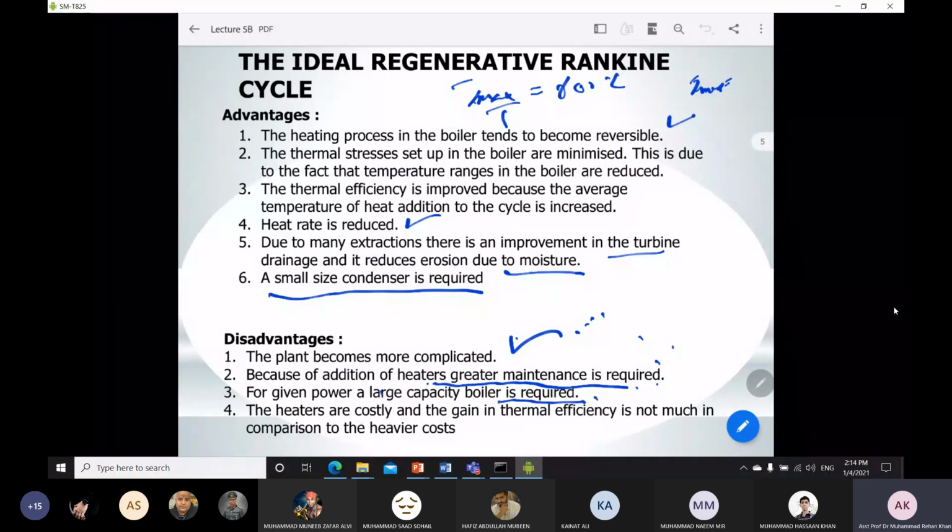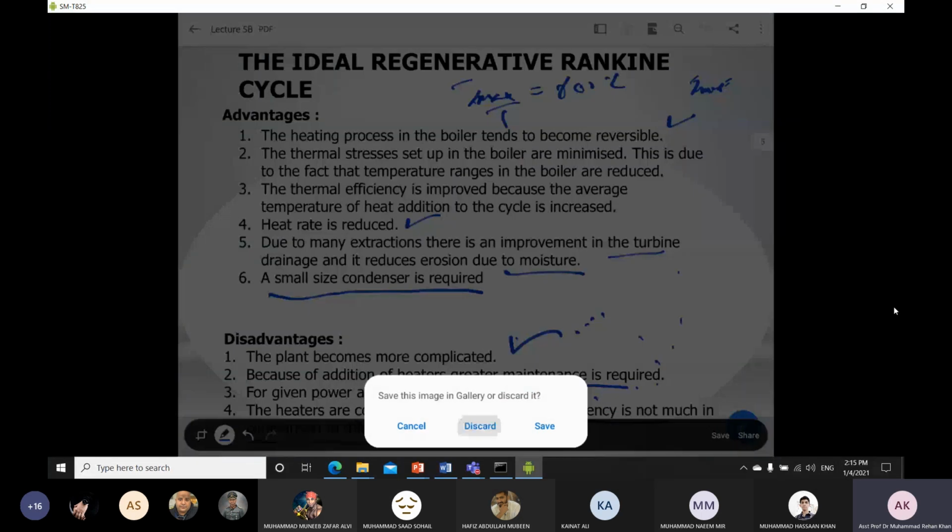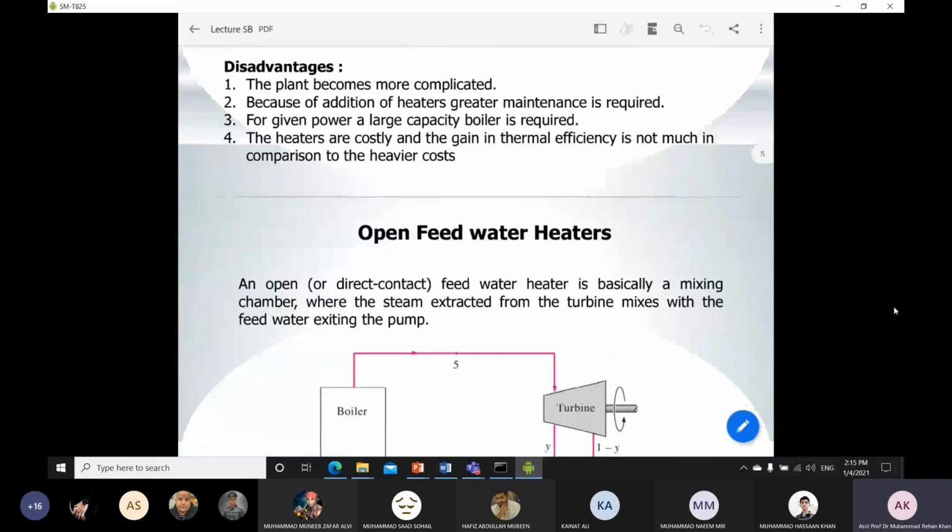Okay, and the heaters are costly, and the gain in thermal efficiency is not much in comparison to the heavier cost. So this is according to the decision of the design engineer, whether they want an increase in thermal efficiency or they can just compensate with the heavier cost also. So it is according to the design specification of the power plant which regeneration arrangement we have to install.